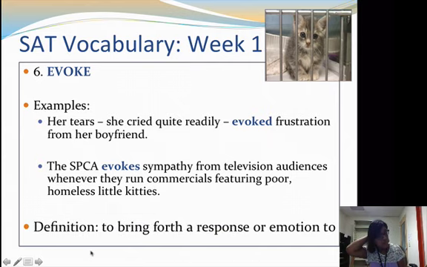Evoke means to bring forth a response or emotion to. Copy down that definition and try to use the word evoke in your own original sentence. When you finish that original sentence, you'll be ready for the next word. Otherwise, pause the video.